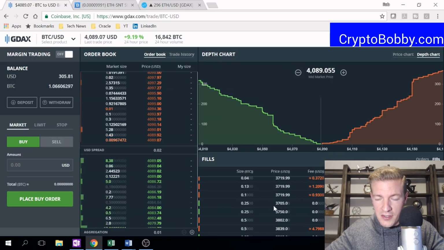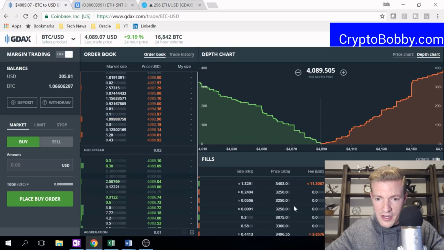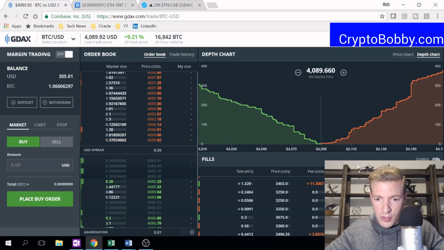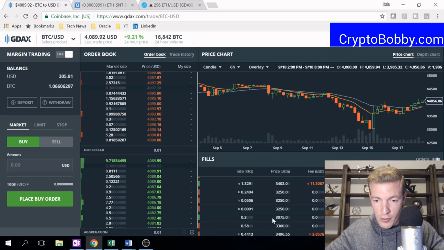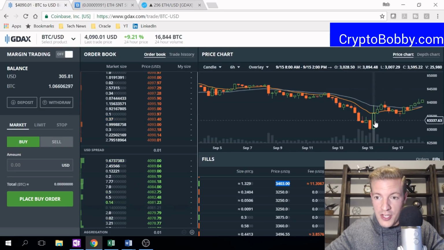But basically, when I'm scrolling down here a little bit, I was able to acquire Bitcoin when it was all the way back down at, see here, 3,075. I got a third of a Bitcoin down there, and also was able to buy back in at about $3,400 on this spike.